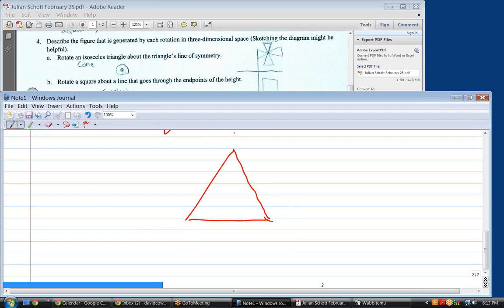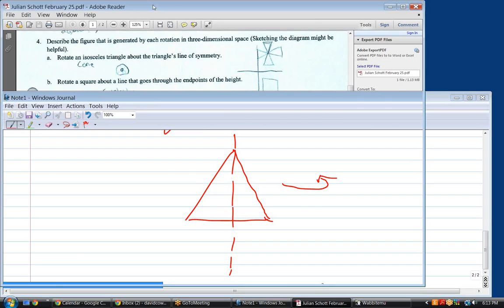get the same cone. In other words, imagine that I spin that thing this way. Our teacher did like a demonstration. And you end up with a cone, a perfect cone.